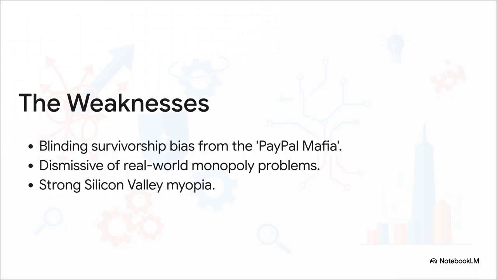The entire book is kind of filtered through the incredible once-in-a-generation success of Thiel and his PayPal mafia buddies like Elon Musk. That's classic survivorship bias. It also kind of dangerously hand-waves away the very real downsides of monopolies, anti-competitive behavior, privacy issues, all that stuff. And finally, it's got a strong case of Silicon Valley myopia. It's a great playbook for a tech startup, but applying these lessons to, say, a manufacturing firm in Ohio, that's a lot harder.